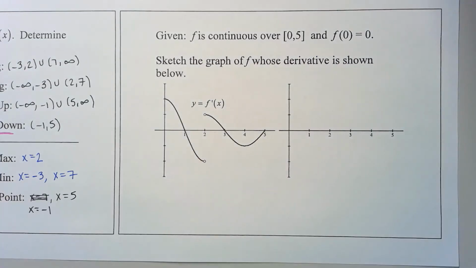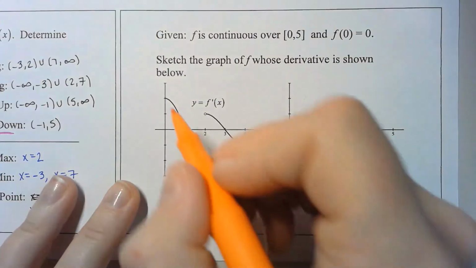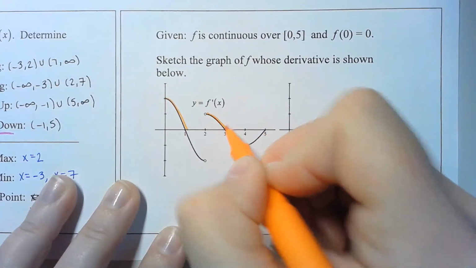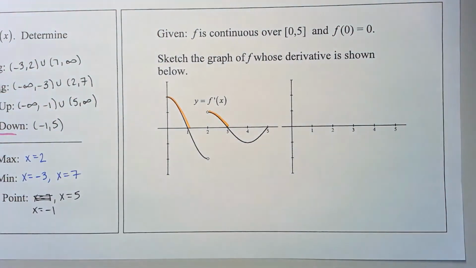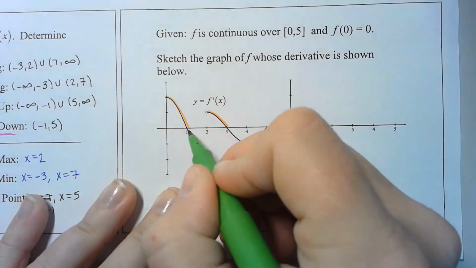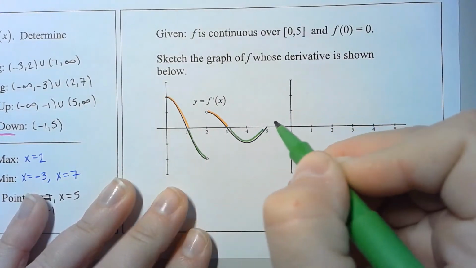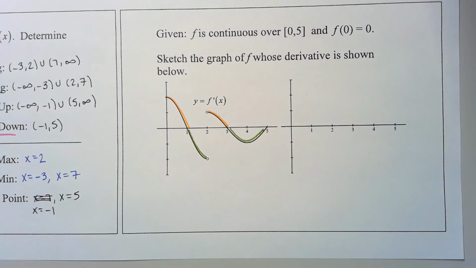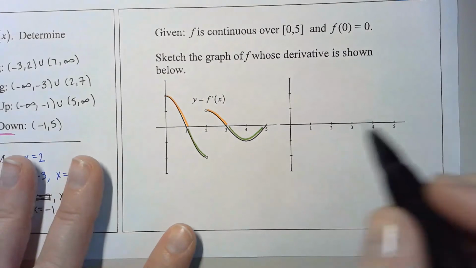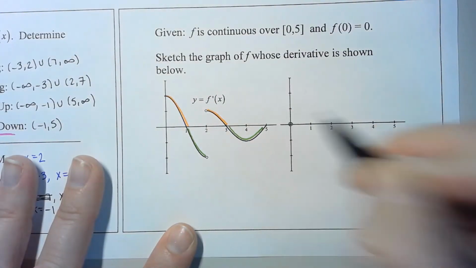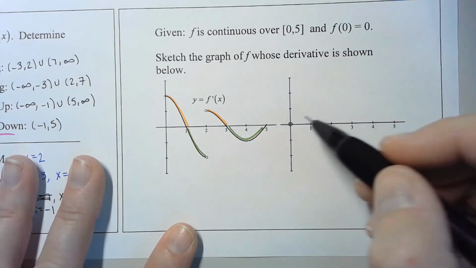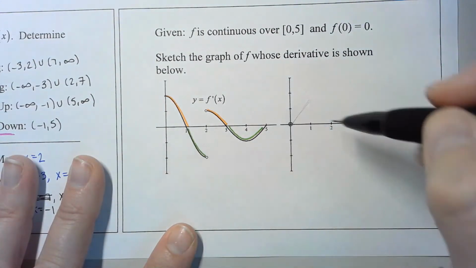So I'm going to use the same colors. My original is increasing when my first derivative is positive. My original is decreasing when my first derivative is negative. So we could write it out much like we did on the last one, or we could just go ahead and put it in our graph. First of all, f of 0 is 0. I want to be increasing until I get to 1, decreasing from 1 to 2.